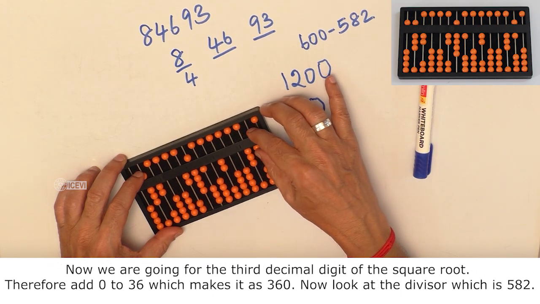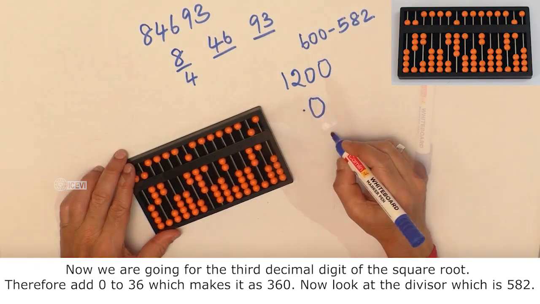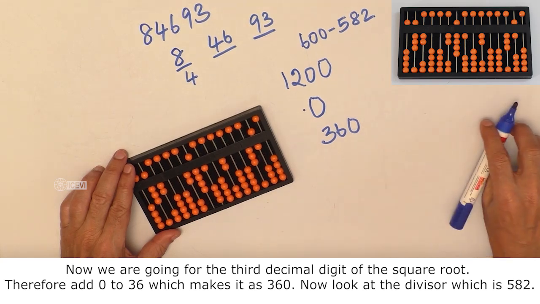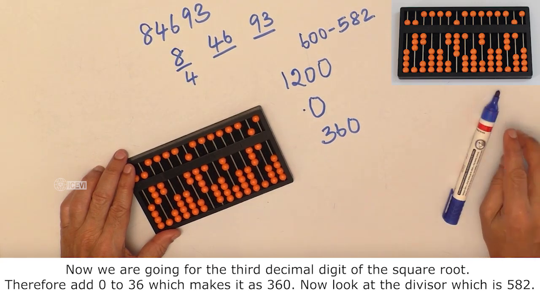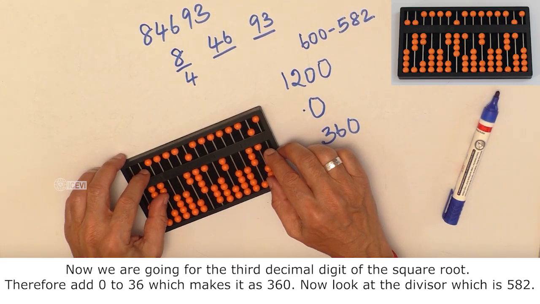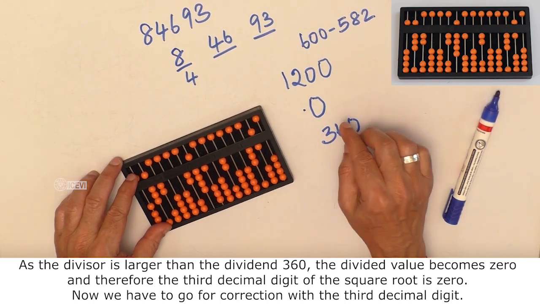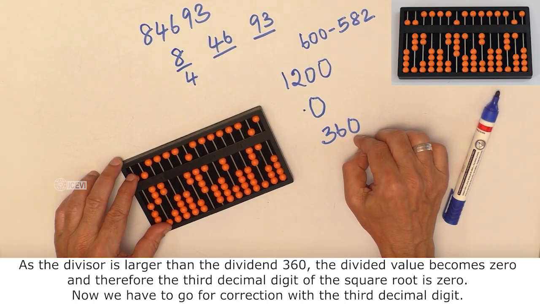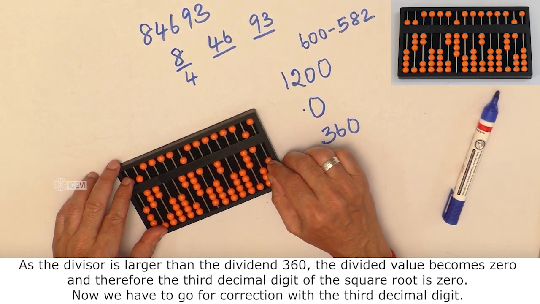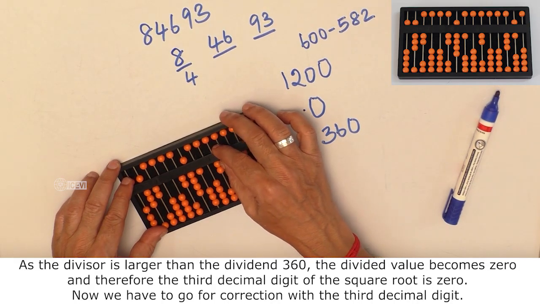Now we are going for the third decimal digit of the square root. Therefore add 0 to 36, which will make it 360. Now look at the divisor, which is 582. As the divisor is larger than 360, the divided value becomes 0, and therefore the third decimal digit of the square root is 0.